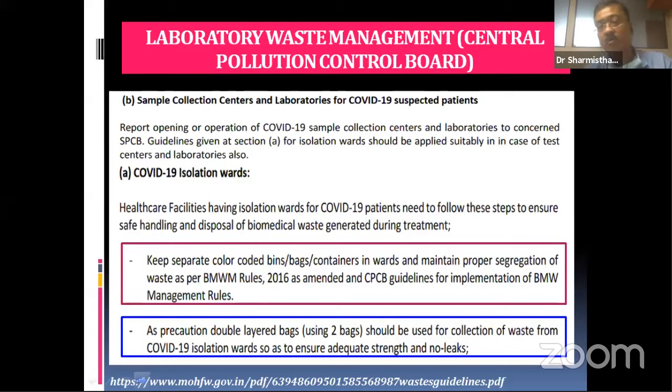And how you have to do the biological waste management, that is also very important. Separate color-coded bags have to be given in COVID isolation wards. And although it is not in the CDC criteria, ICMR has added one more criterion that you have to use 2 plastic bags. That means double layer bags, 2 yellow, 2 red. So everything will be in duplicate. The bags should be 2 plastic bags to be used.